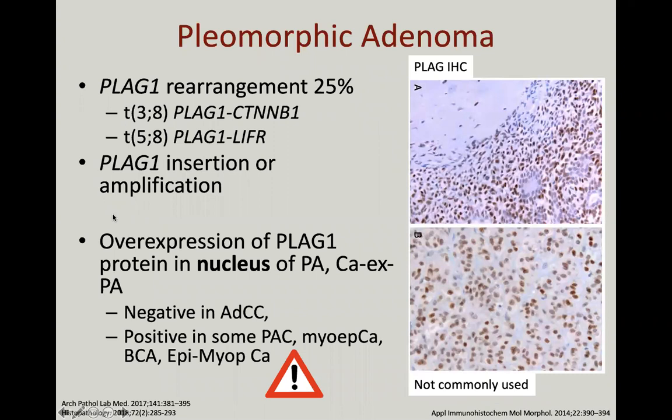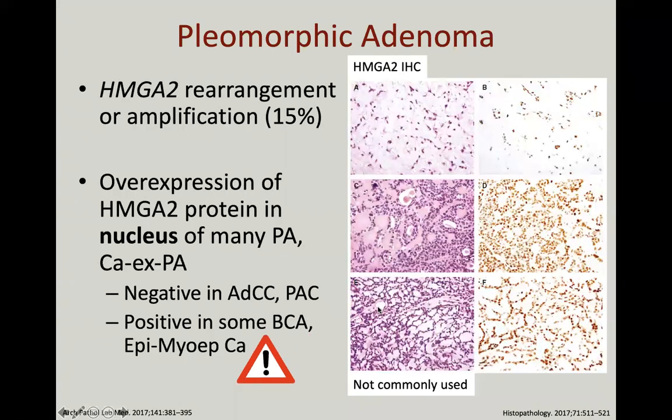Okay, PLAG. So PLAG and pleomorphic adenoma, there is an immunohistochemical stain for PLAG that is overexpressed in the nucleus, but it can be positive in other tumors in this differential, including polymorphous and basal cell neoplasms. So I do not think that this is a specific enough stain for use in general practice. The rearrangement, however, if found on genetics, is. Similarly with HMGA2, the genetics are much more specific than the immunostain, but it does exist.